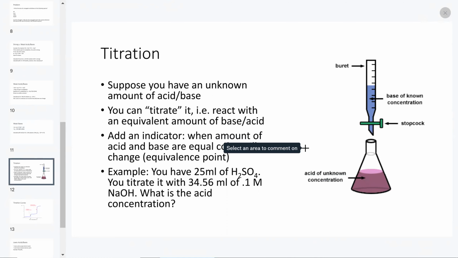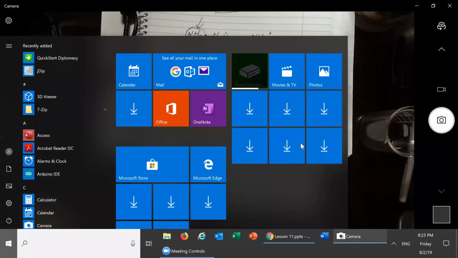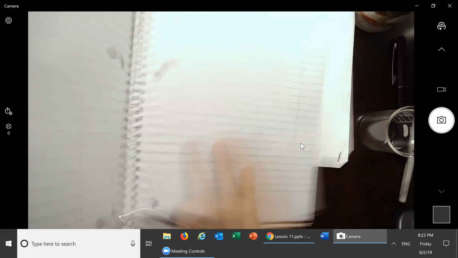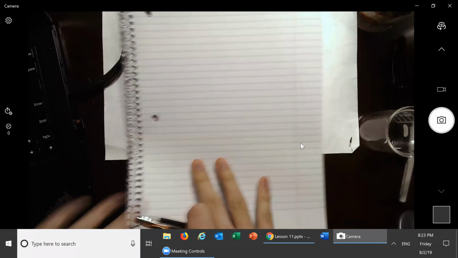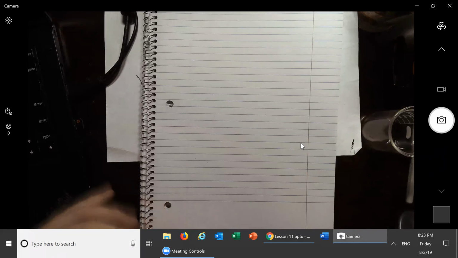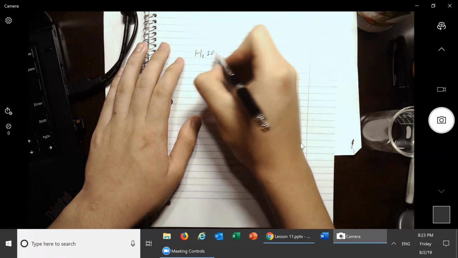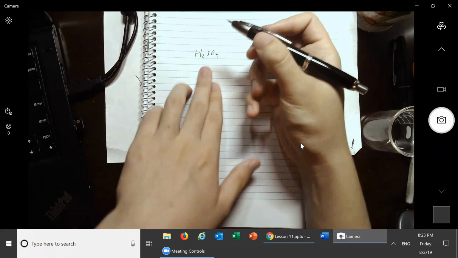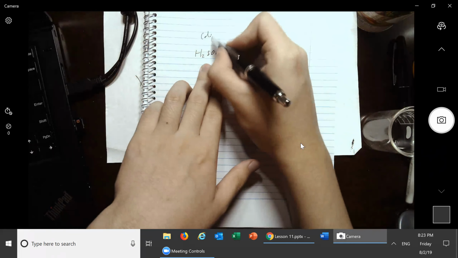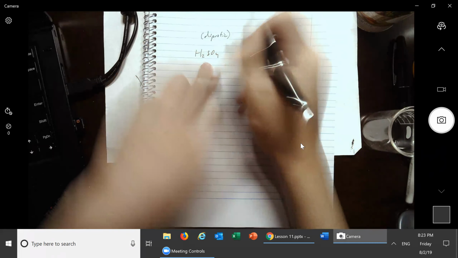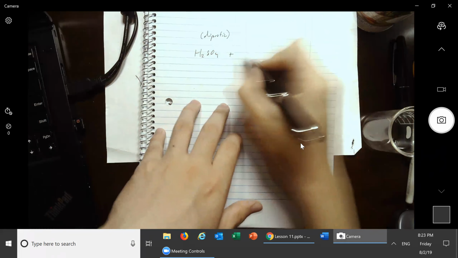But yeah, let's just do this example. We have 25 mL of H2SO4, and we titrate it, and this titration requires 34.56 mL of 1 molar NaOH. What is the acid concentration? Well, before you do anything, you need to write down the reaction between the base and the acid. It's very important. So we can do that. H2SO4 has 2 protons. It's diprotic. So it reacts with 2 moles of NaOH.